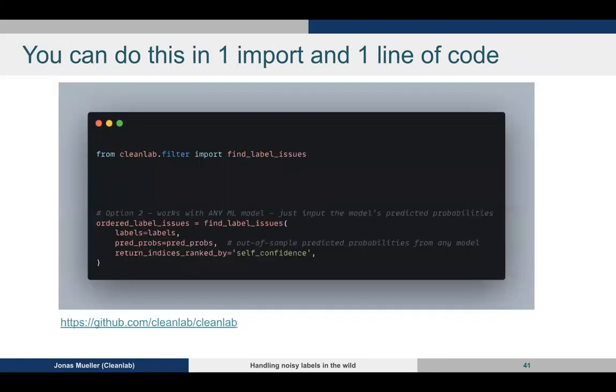All this stuff is open sourced in a Python library called CleanLab, and you can run it really easily on a given data set just by providing predicted probabilities from any model and your given labels for your data set.